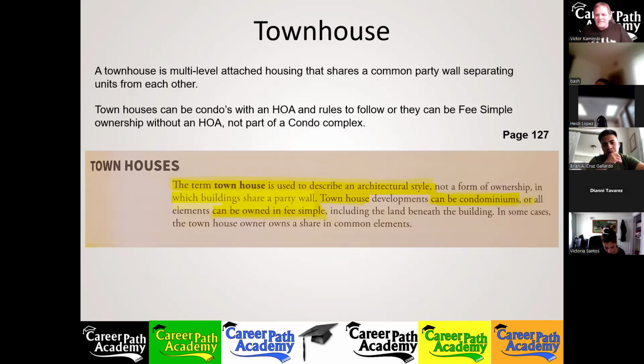So even though they say in the book here it's impossible to tell the form of ownership simply by looking at a complex, sometimes you could get a clue. Because if each individual unit owner is responsible for maintaining the exterior of their unit as well as the interior, some of them aren't going to maintain it as well. And that gives you a clue that it's fee simple ownership and not a condominium.